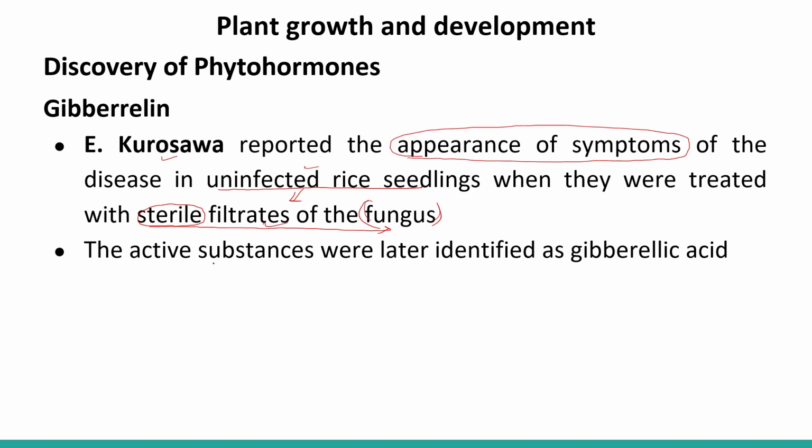Later, the active substance for this disease was identified as gibberellic acid. So they concluded that gibberellic acid was released by the fungus. Gibberellic acid was produced by the fungus Gibberella fujikuroi. That's why the name gibberellic acid. And this gibberellic acid leads to the increase in the stem length, or increase in the internodal region of the stem.